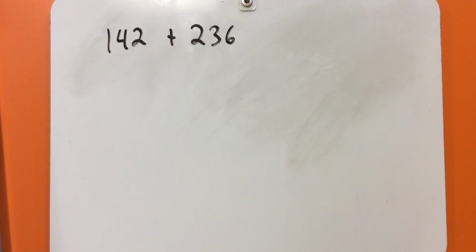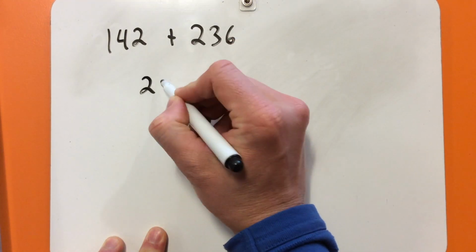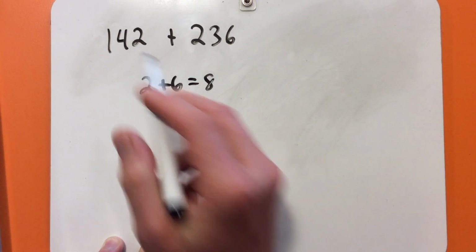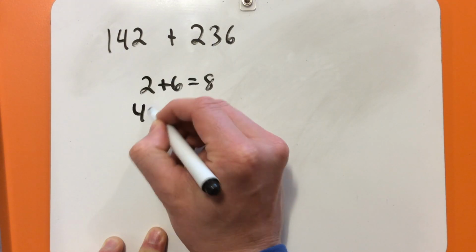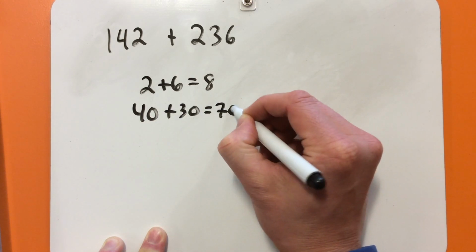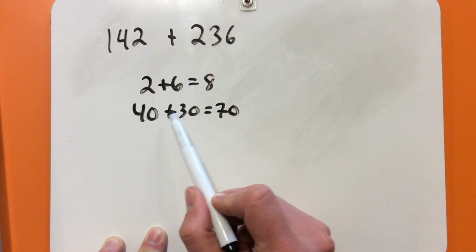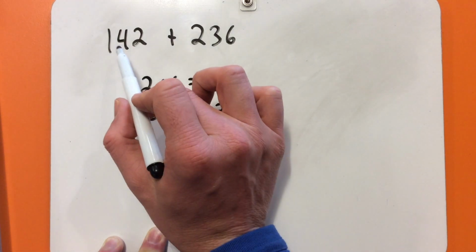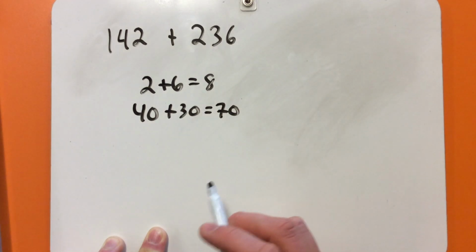For the last example, I'm not going to use the materials anymore. I'm just going to add them up. The ones first, the tens next, and then the hundreds. So for the ones, I have 2 plus 6, and that equals 8. For the tens, I have 40 plus 30, and that equals 70. Be careful that you don't write 4 plus 3 equals 7, because that's not actually what you're doing. That 4 means 40, and that 3 means 30.